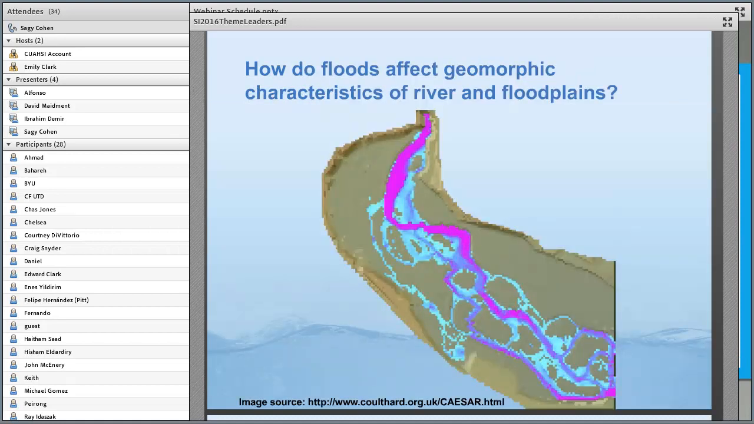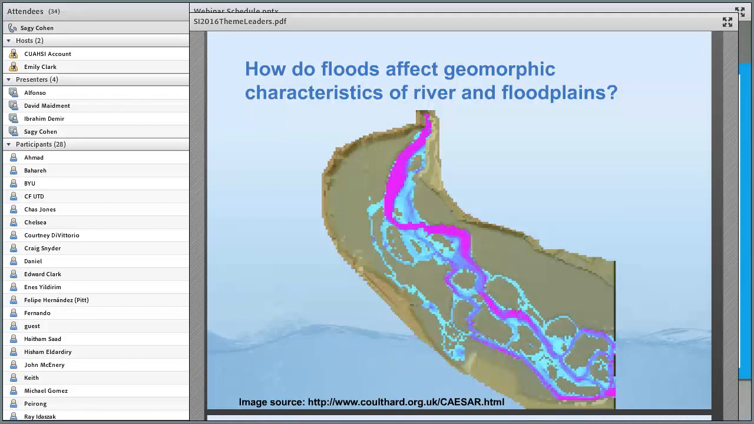And in addition, the relationship between flooding and hydraulics is not one way. The floods themselves create geomorphic changes. Channels adjust to flood events.